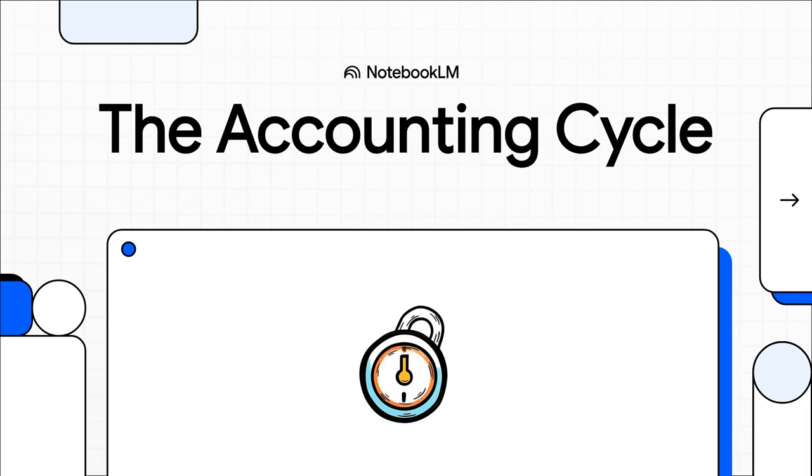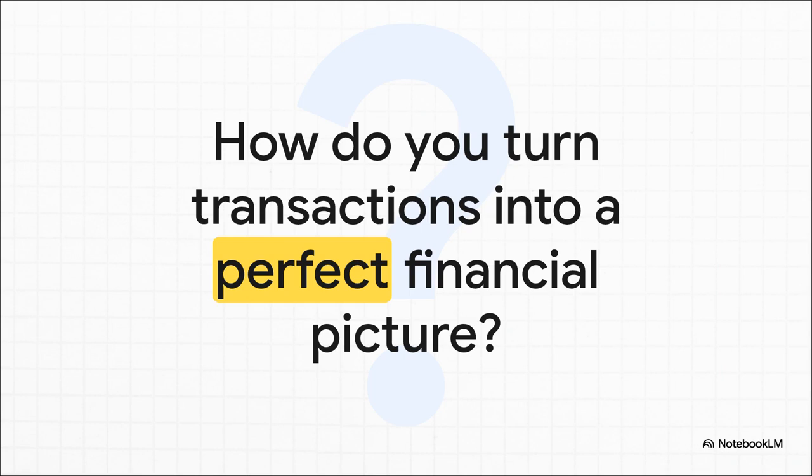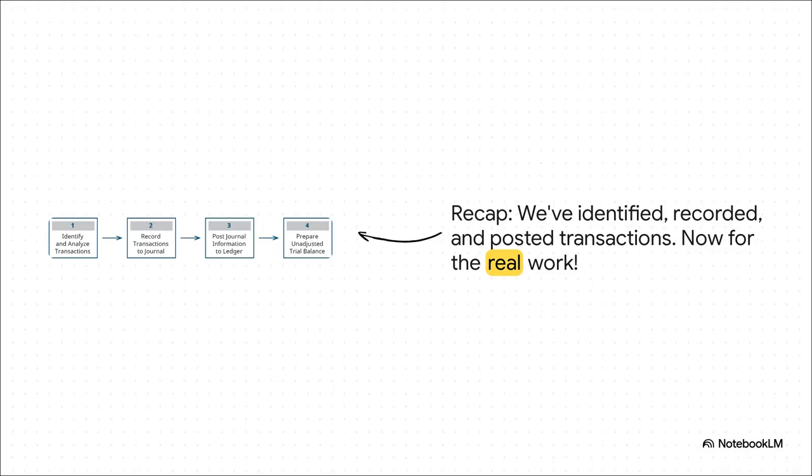Let's get into it. Okay, so we've got this messy pile of transactions, right? All our clues are there. Every single sale, every purchase. But how in the world do you turn that into a perfect financial picture that tells the whole story with no missing pieces? So, in our last explainer, we knocked out the first 3 steps: identifying, recording, and then posting our transactions. If you missed that, don't sweat it. The link is right down in the description below. Now we get to the real detective work.